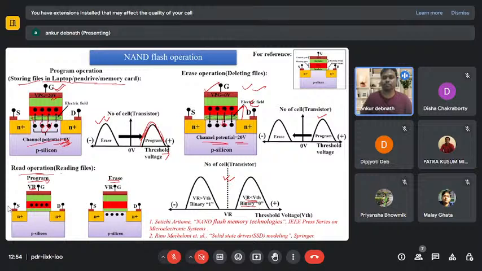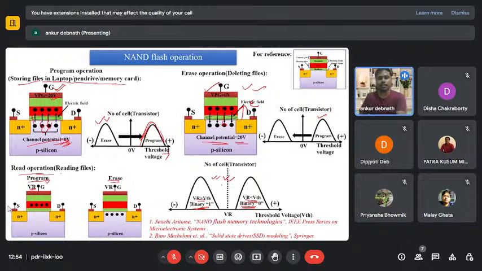So VR less than VTH means the cell is read as a binary 0, and VR greater than VTH means the cell is read as a binary 1. So in that way we read whether the binary value for a particular file is 1 or 0. Okay, so like that we read.